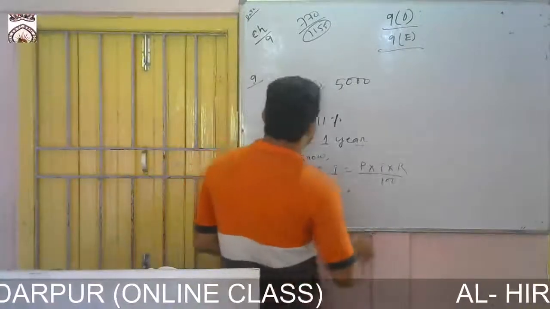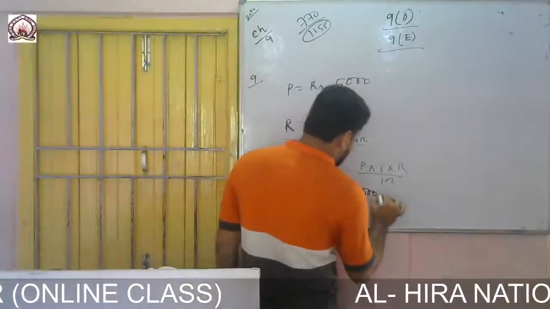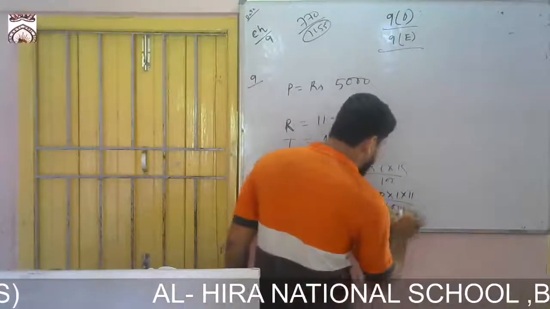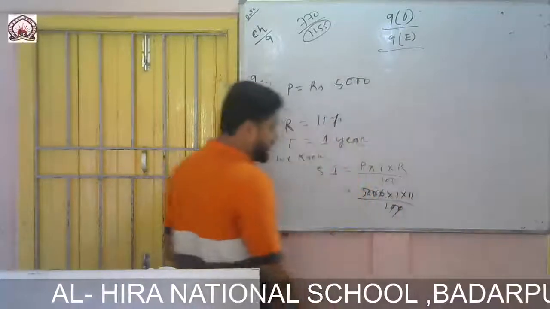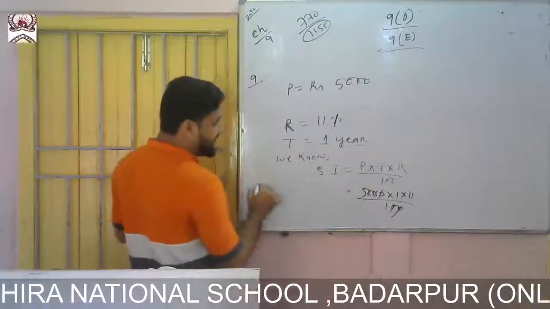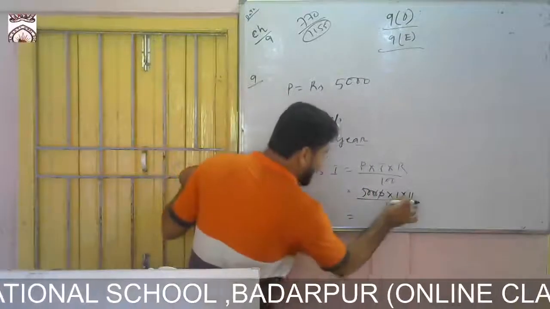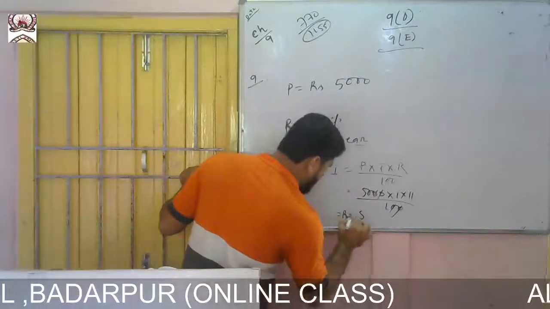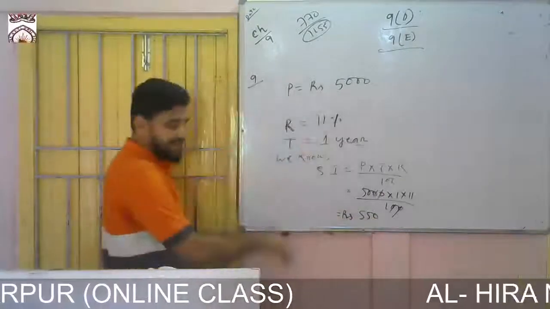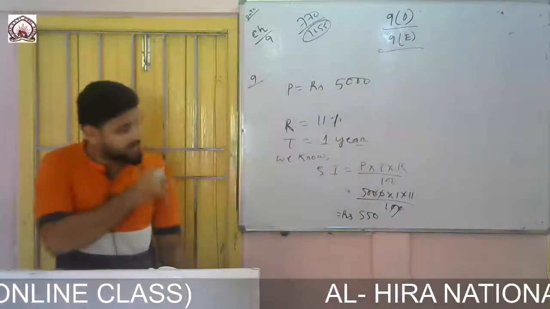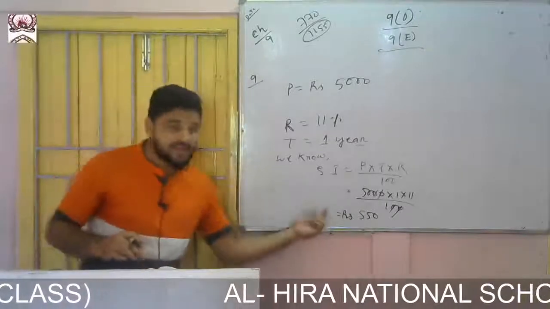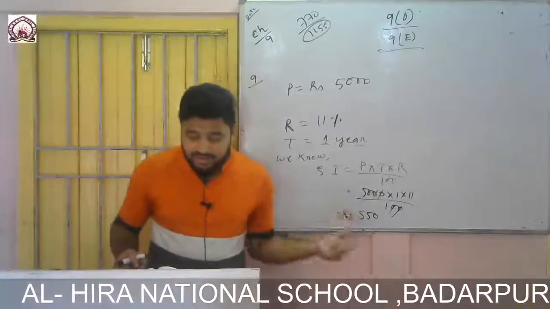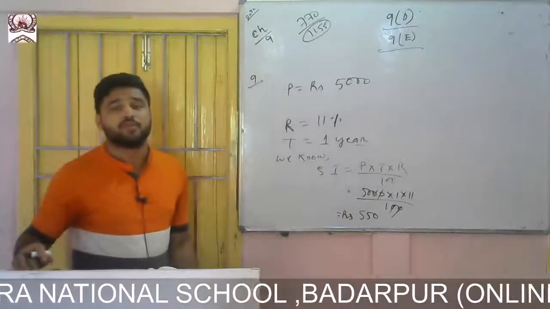So we need to find SI. SI is 5000 into T, 1 year, into R, 11 by 100. Zeros cancel. 5 11s are 55 and 1 zero, 550. You got SI equals rupees 550. Whatever simple interest we got, with that, 10 scholarships should be awarded.